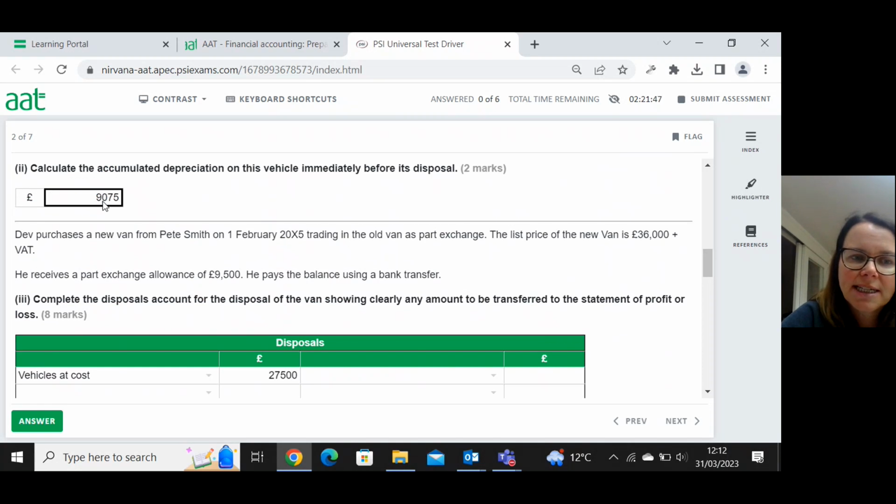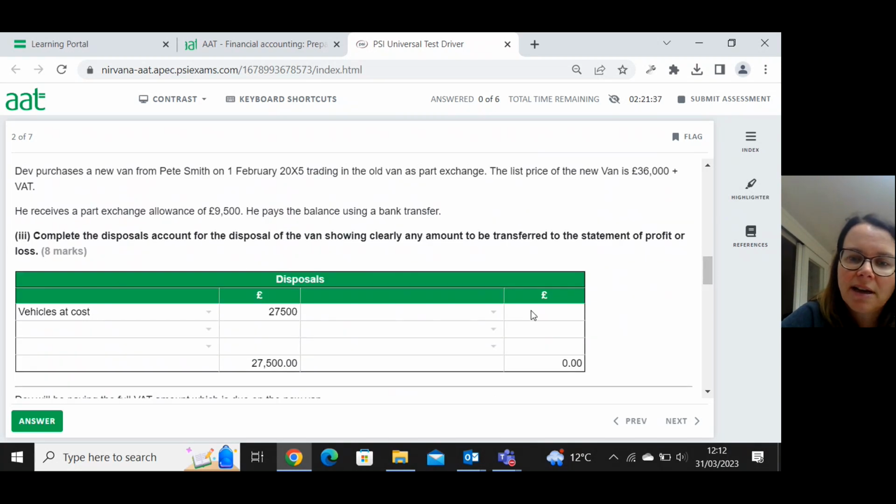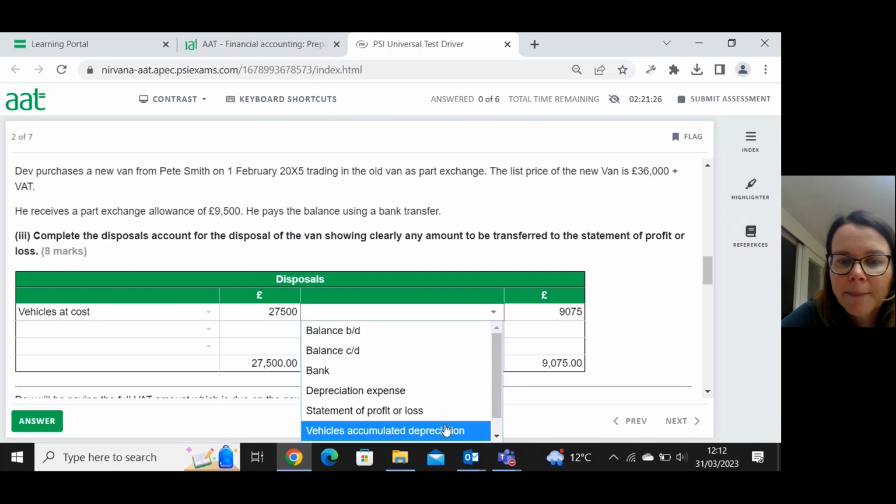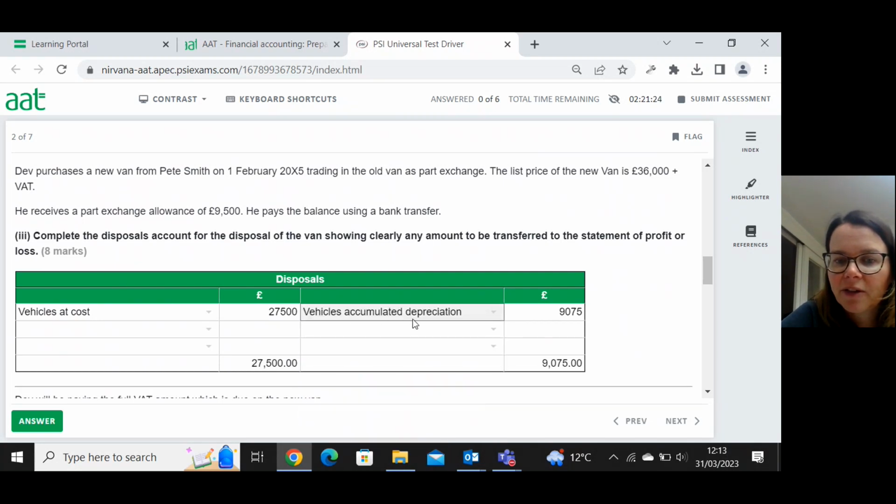The second step in a disposal is to get rid of the accumulated depreciation. So we've just calculated the accumulated depreciation was 9,075. So that would be sitting as a credit in my accumulated depreciation account. It now needs to be got rid of. So I'm going to debit accumulated depreciation and credit the disposal. The narrative is the other side of the double entry, the account it comes from.